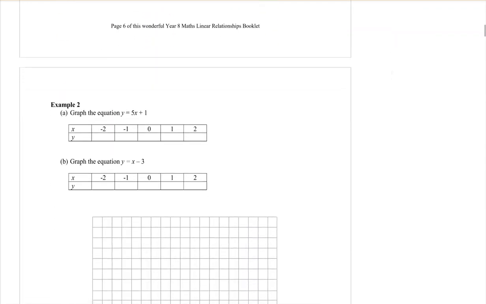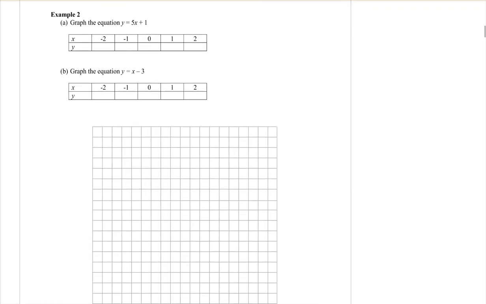Okay, let's try some more. Let's do it again. We're going to fill in the tables. Maybe you guys can try this one, because the table part can sometimes be the hardest part, making sure you get those values right. We're using the equation y equals 5x plus 1. We're using our same x values, minus 2 to 2. So in your calculator, you're typing in 5 times minus 2 plus 1.